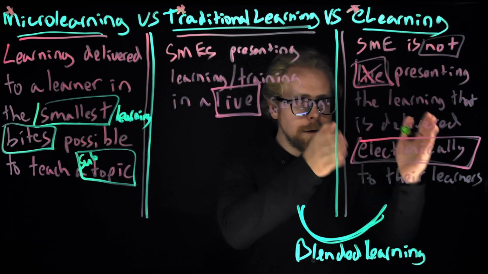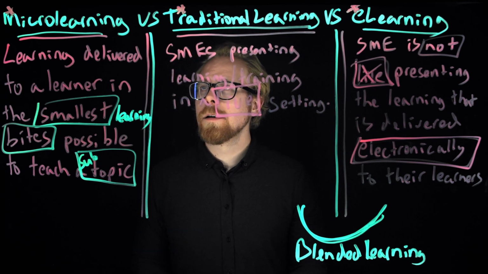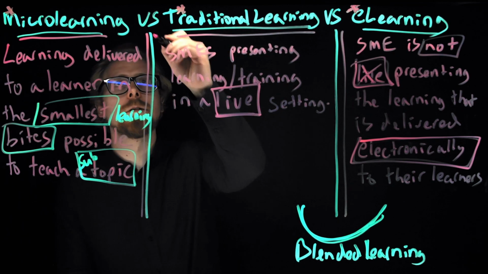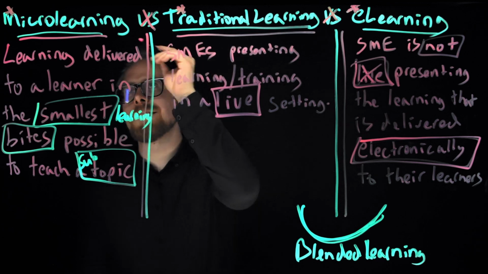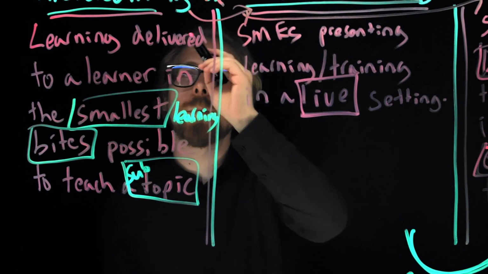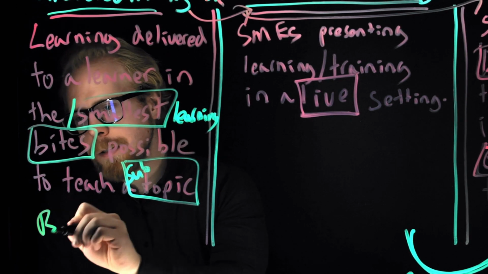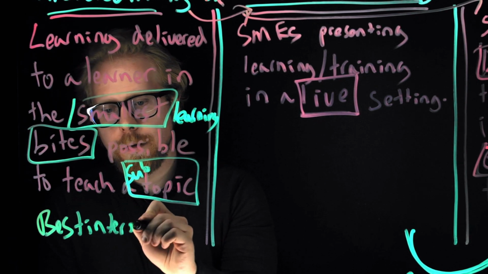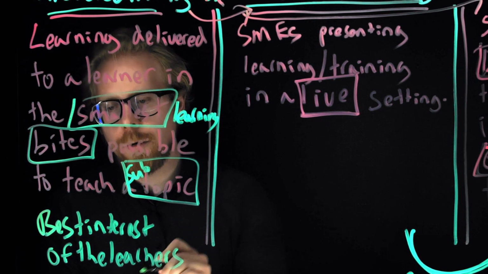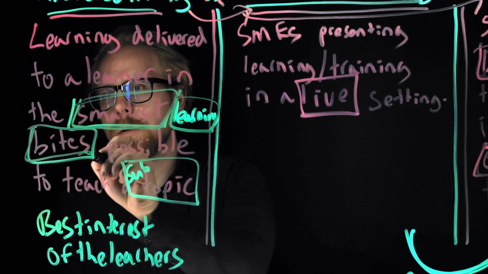So when we look at these three definitions here, it becomes very obvious that it really isn't microlearning versus traditional versus e-learning. It's that microlearning supports traditional and e-learning. And what it does is microlearning really has the best interest of the learner, because learners want to learn in these smallest learning bites.